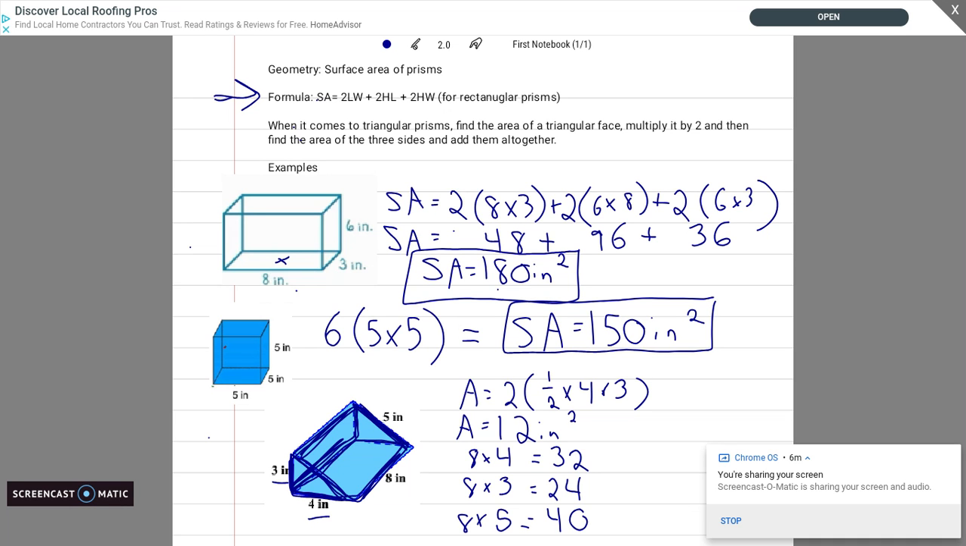Now you're probably saying, why are you not multiplying these by 2? You multiplied all of the others by 2. Why not these? Because I only have one of each type of face. I only have one rectangle that's 5 by 8. I only have one rectangle that's 8 by 3. And I only have one rectangle that's 8 by 4. Before, because it was a rectangular prism, there were 2 of each. But with the triangular, the only thing that is double are the triangles. So your last thing to do would be to add all of this information up. My surface area, after I add it all up, is going to be 108 inches squared.